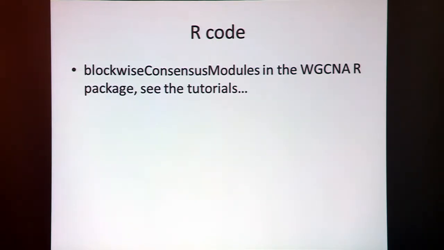One thing I do mention is that here we looked at the 27,000 CpG probes that overlap between the Illumina 27K array and the 450K array. But as I mentioned, you can certainly apply the blockwise consensus modules function also to these 450K data only, which would then restrict the analysis to 480,000 CpGs.